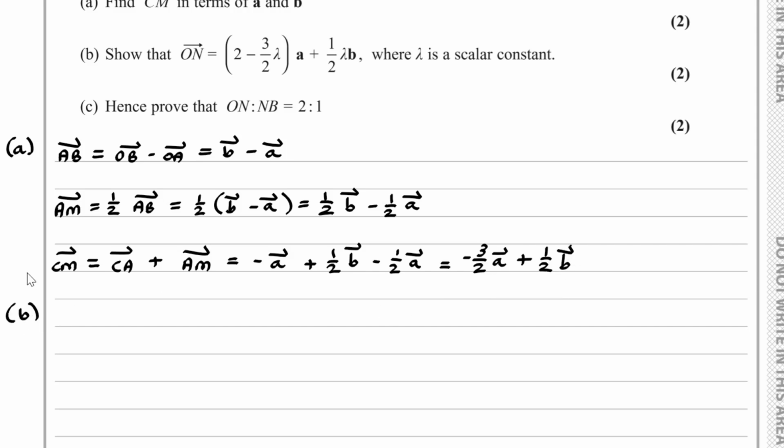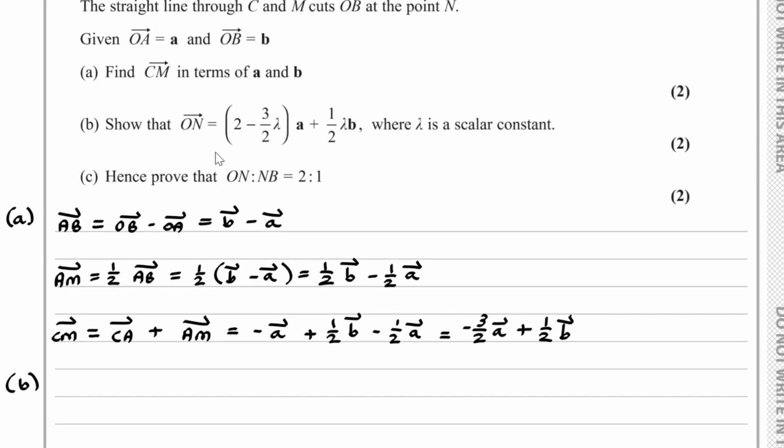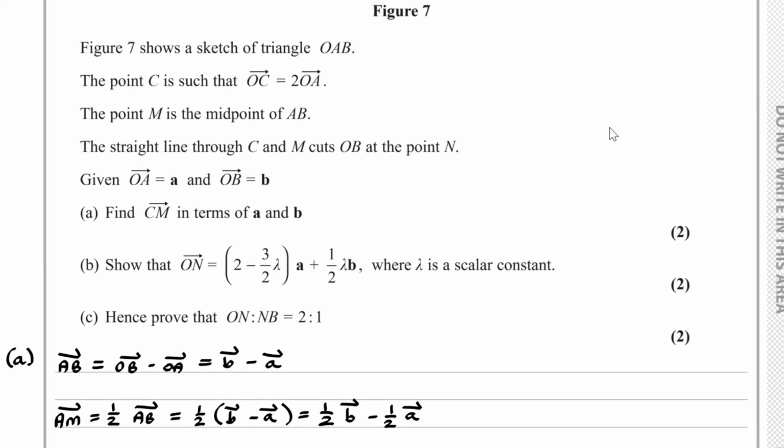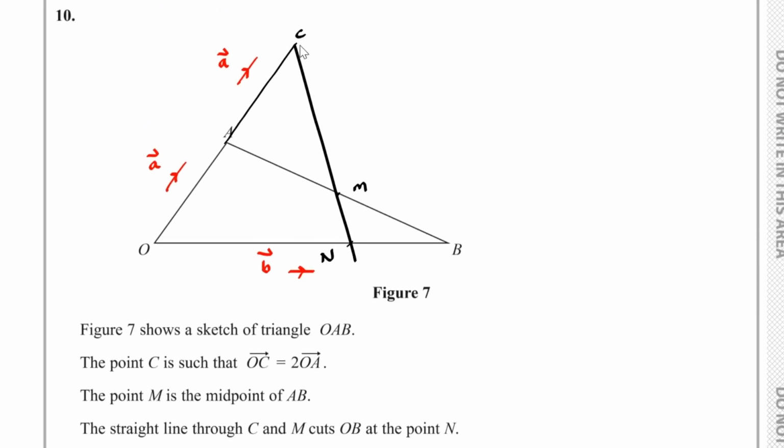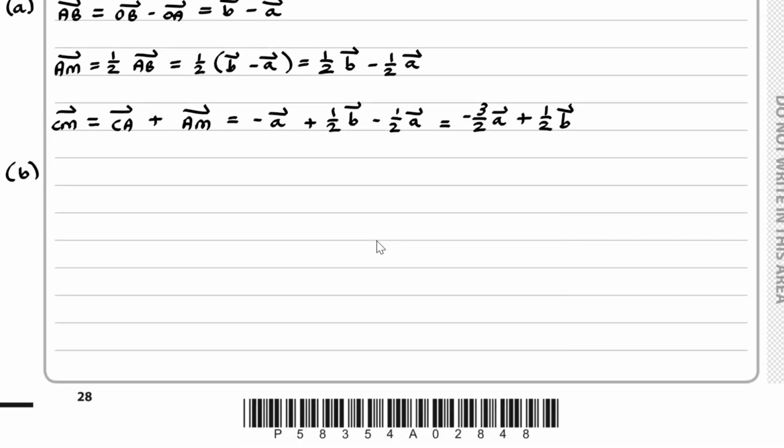Now for part B, we have to show that ON is equal to (2 minus 3/2 lambda) lots of a, plus 1/2 lambda b, where lambda is a scalar constant. So the first thing we need to recognize, CMN, that's a straight line. So let's write this down. CMN is a straight line.